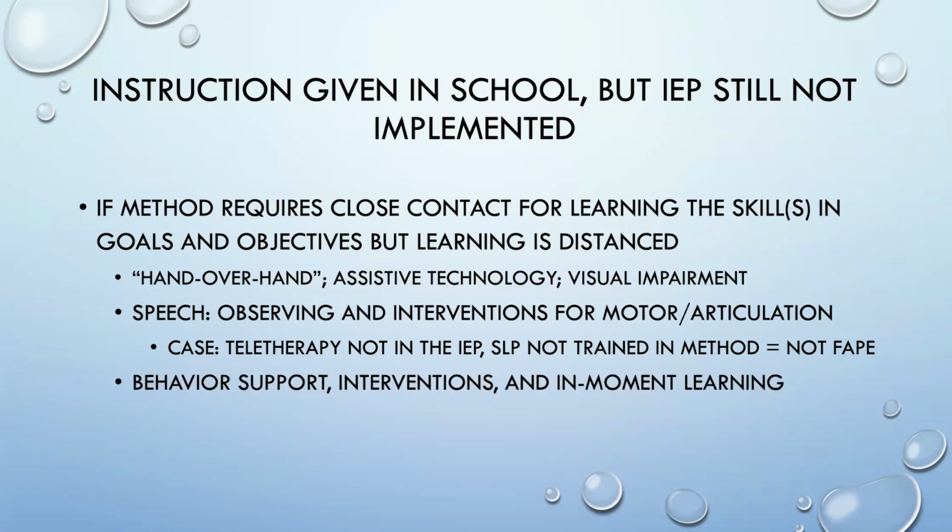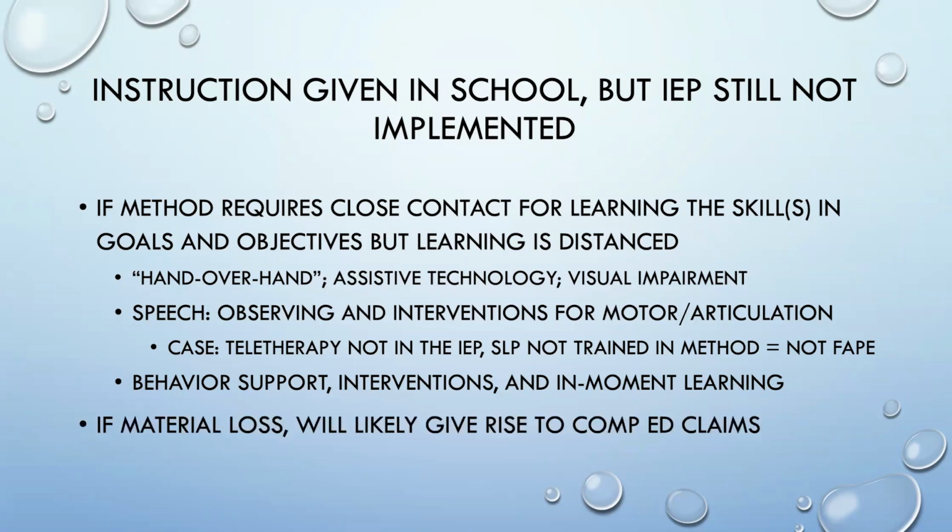The other thing, of course, is behavior support and interventions, and also in-the-moment social emotional learning. That kind of support or intervening is often in close contact. So again, if that's part of an IEP that you're thinking about and wondering whether or not it was implemented, do a little checking in, look at some of the progress notes, see what was happening for that particular goal. And if the loss was material, then these would be likely to give rise to some comp ed claims.